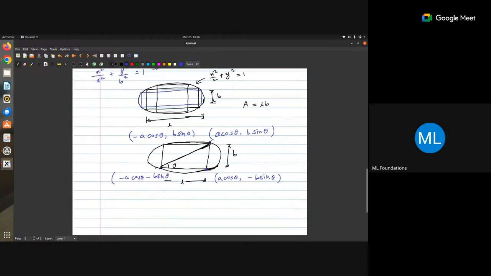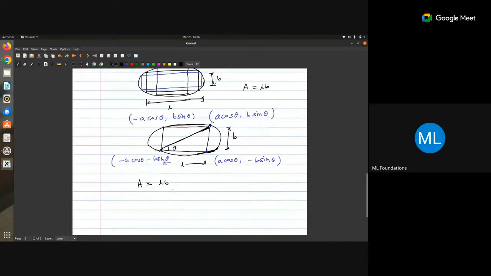Now what will be the area? The area of the rectangle will be l into b, right? So what will be the length? 2a cos theta, because these are the two points, a cos theta and minus a cos theta. The distance between a cos theta and minus a cos theta will be 2a cos theta.